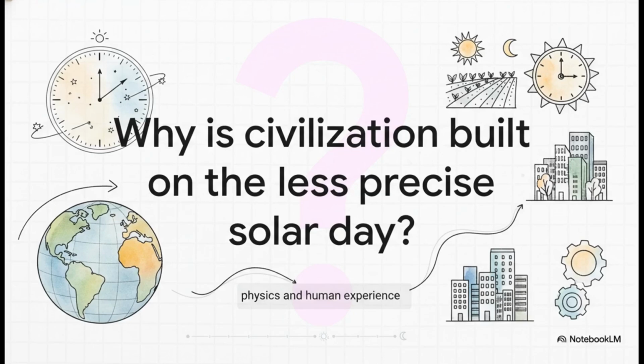And all of this brings us to one last, really profound question. We've established that the sidereal day is the true, pure measure of Earth's rotation from a physics standpoint. So why have we, as a civilization, built our entire world, our schedules, our economies, our very concept of a day around the solar day, which is, astronomically speaking, less precise? The answer, I think, has less to do with cosmic accuracy and everything to do with our fundamental relationship to the star that gives us light, warmth, and life.